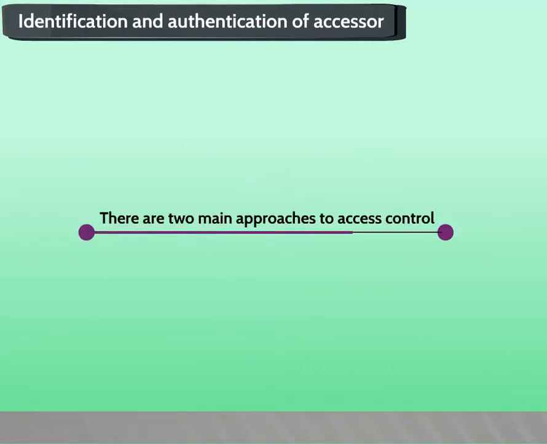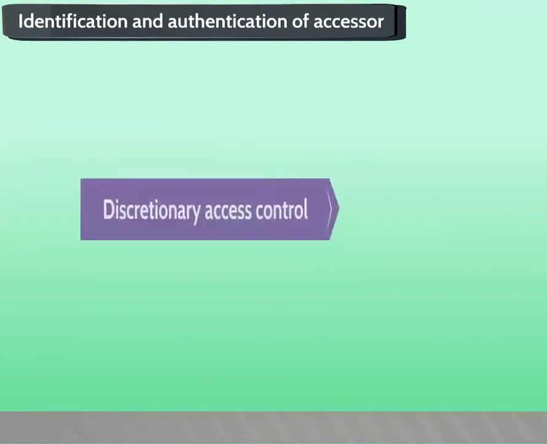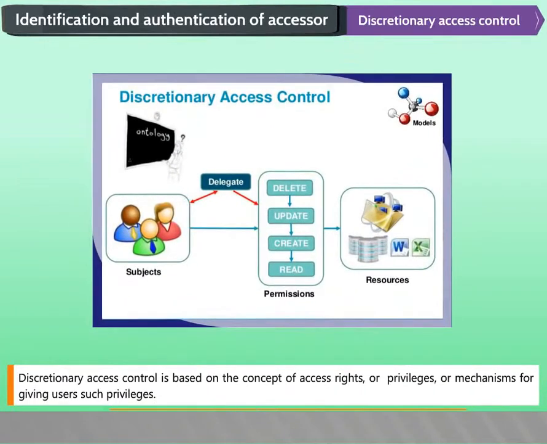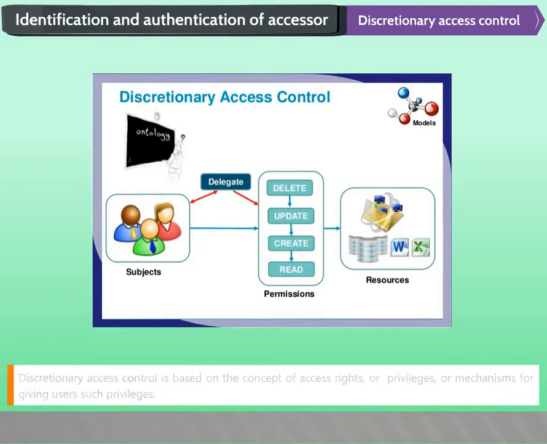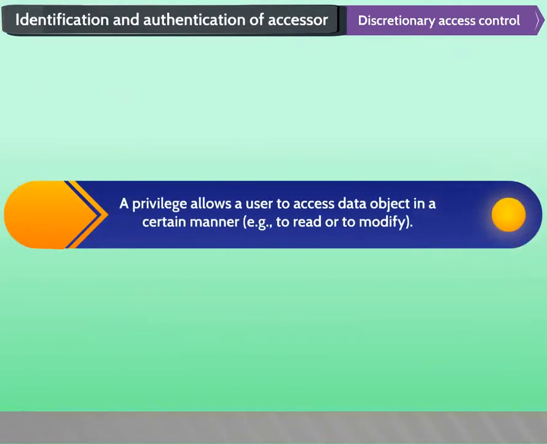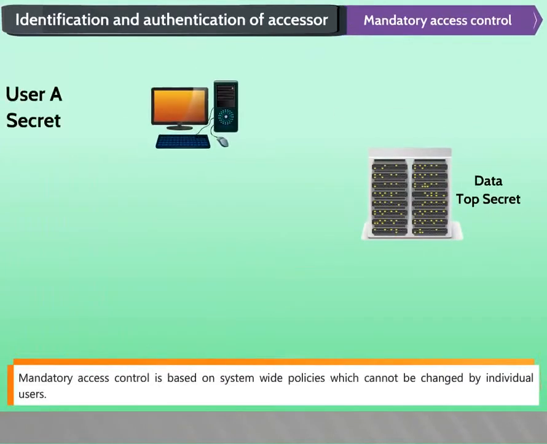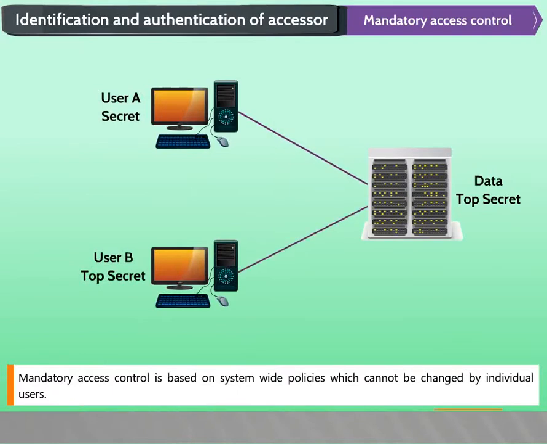There are two main approaches to access control: discretionary access control. Discretionary access control is based on the concept of access rights or privileges or mechanisms for giving users such privileges. A privilege allows a user to access data object in a certain manner, for example, to read or to modify. Mandatory access control. Mandatory access control is based on system-wide policies which cannot be changed by individual users.